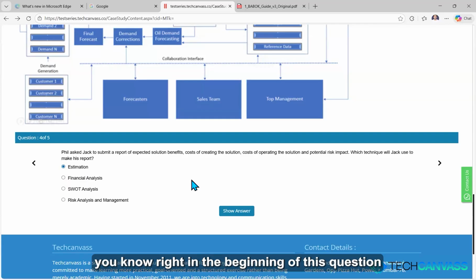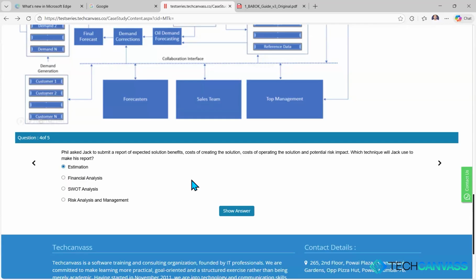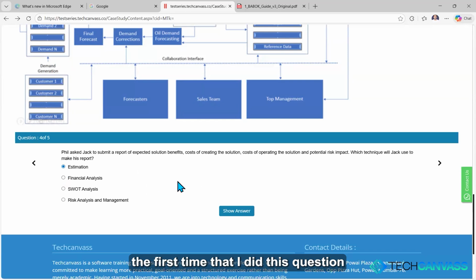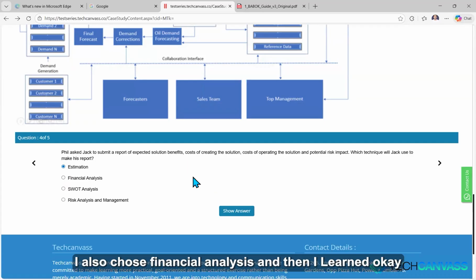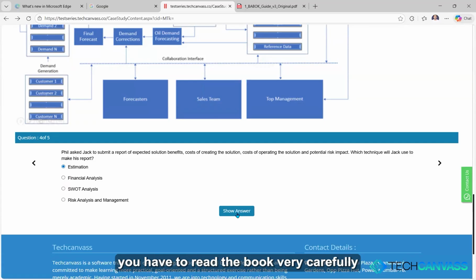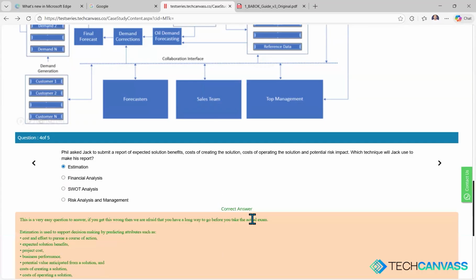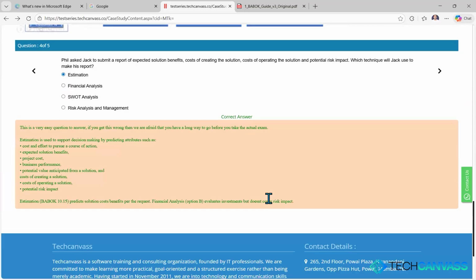And that's why right in the beginning of this question, I told you it's a very, very beautiful, well-phrased question. The first time that I did this question, I also chose financial analysis. And then I learned, okay, you have to read BABOK very carefully. Yeah, that's correct.